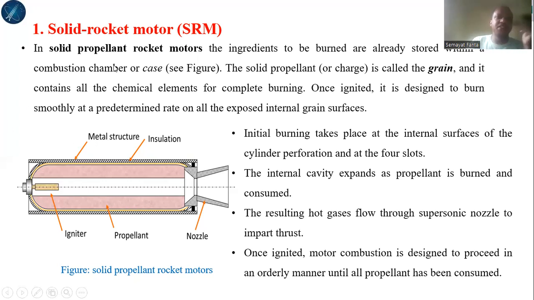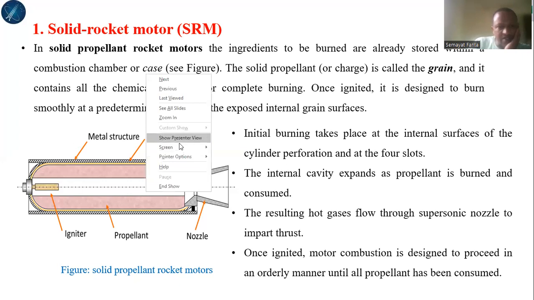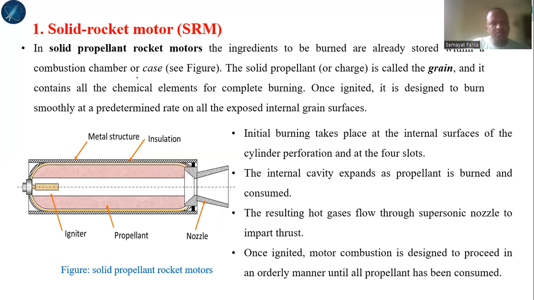Okay, so in solid propellant motors, the ingredients to be burned are already stored within the combustion chamber, in the casing. So the burning material is already stored in the combustion chamber inside the casing. The solid propellant, we call it the charge. Sometimes we say solid propellant, sometimes we say charge, sometimes we call it grains. And it contains all the chemical elements. These chemical elements include both oxidizer and fuel.